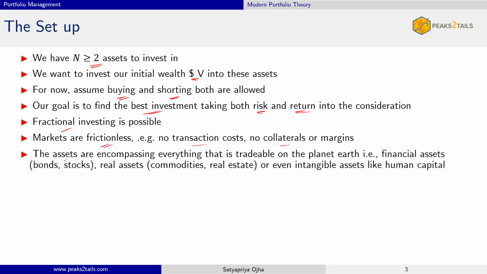And when we talk about assets, what kind of assets? Assets are all encompassing, right? Everything and anything on planet Earth that is tradable is my investable universe. So that includes financial assets like bonds, stocks, or real assets like commodities, real estate. And even intangible assets like the labor market or human capital. Everything that is tradable or has a price is my asset. Okay, so this is my simple setup.